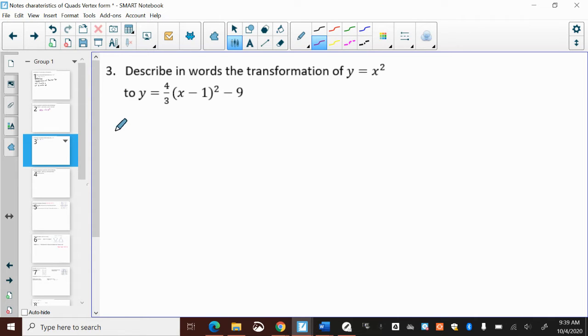Again, describing in words here, the transformation. We are looking at no reflection. Because this number up here is bigger than 1. Just don't look at the fraction. Make sure it's bigger than 1. Well, there's no negative here. The bigger than 1 is for the stretch. So there's a stretch factor, 4/3.